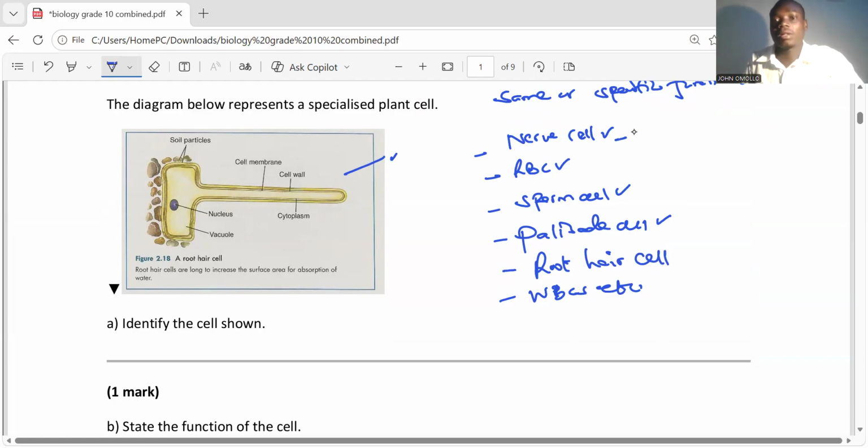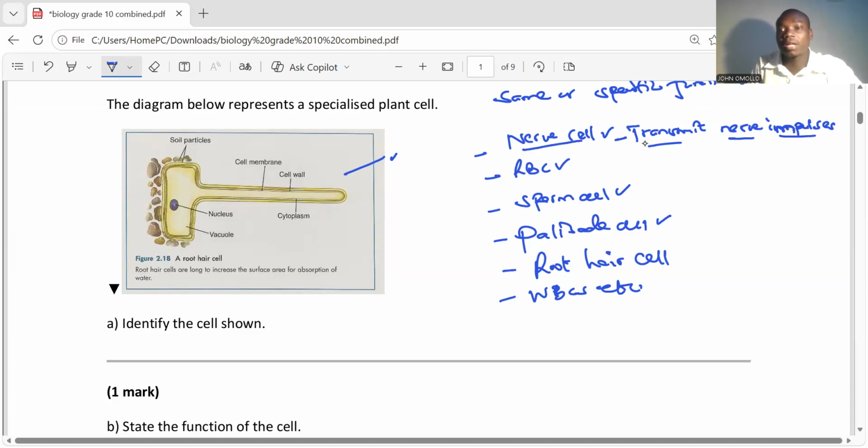Nerve cell, these ones are to transmit what is called nerve impulses. These ones are the ones that send information in case of any stimuli. Are you getting that? A stimuli or a stimulus is a change within the environment of the organism's activity. So you realize that there is an activity, for instance, pricking your hand.